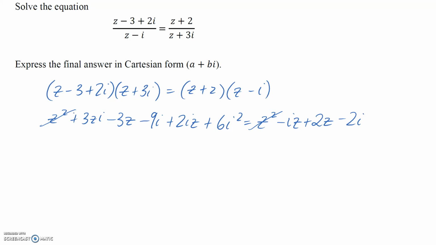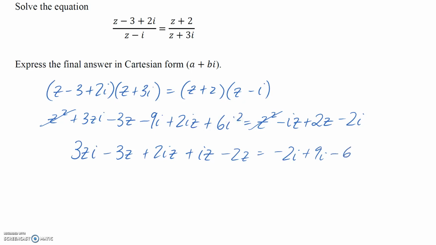I don't really see anything else here that cancels directly, so what I might do as a next step is gather all the terms that have z's on the left hand side and anything that doesn't have a z on the right hand side. So following through on that, we've got 3zi minus 3z, that's going to go to the other side, plus 2iz, and this is going to go to the other side. And then this one has a z, so I'll swing it over, so it'll be positive, and this one has a z, so swing it over, it's going to go negative. And that one's going to stay put, so let's leave it there. Alright, so anything that didn't have a z is getting over, so we've got plus 9i, and this minus 6i squared.